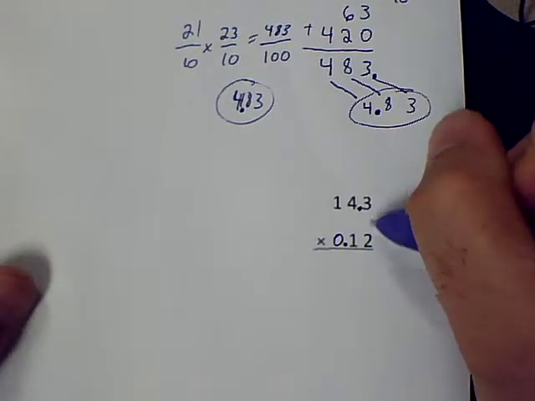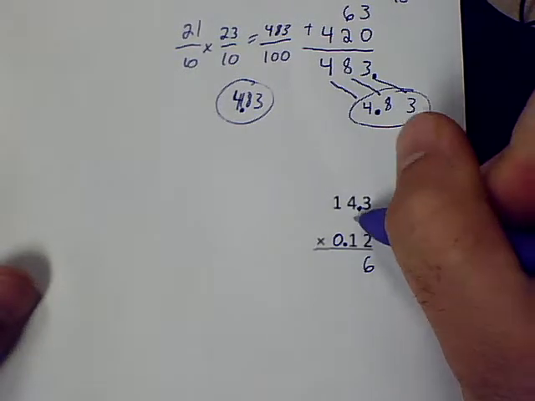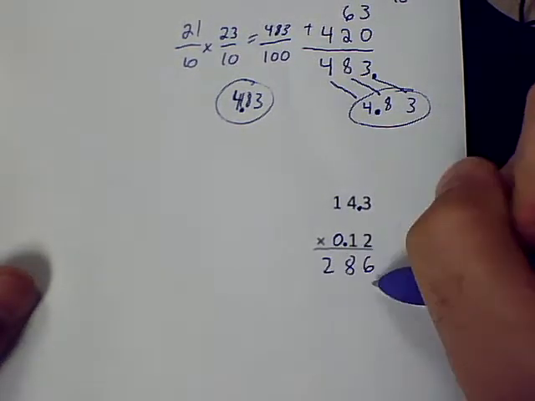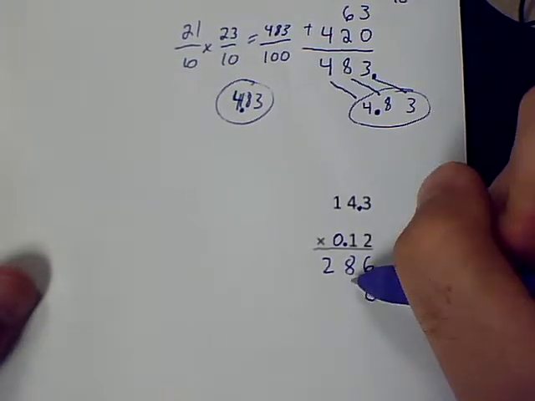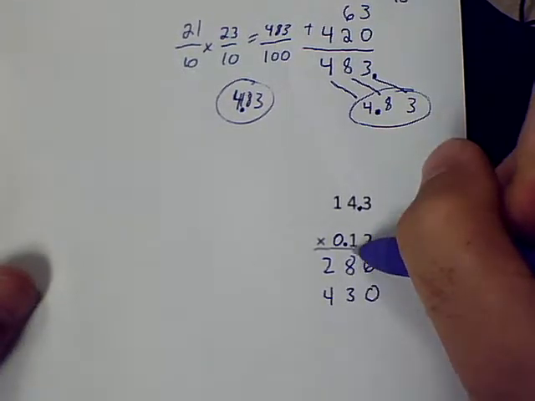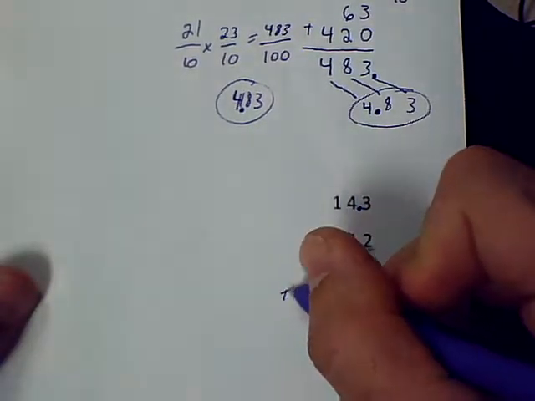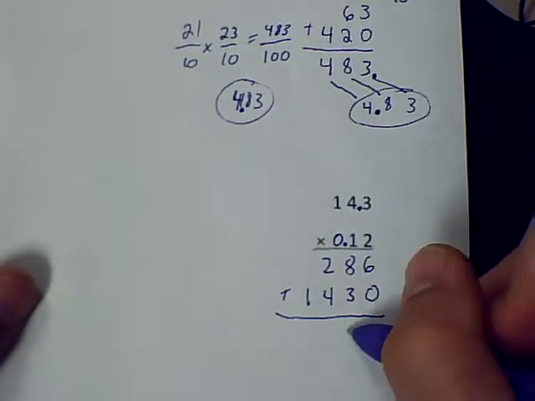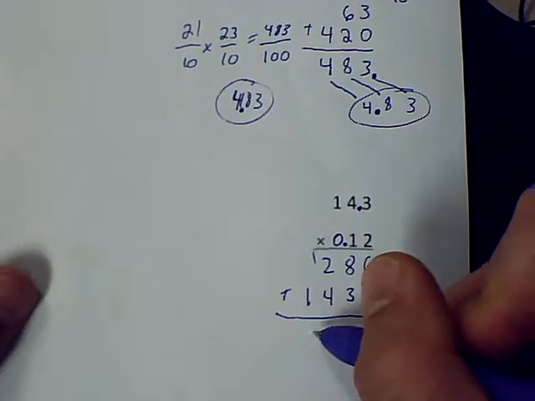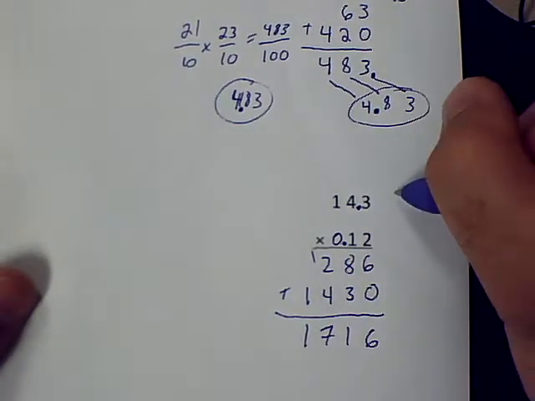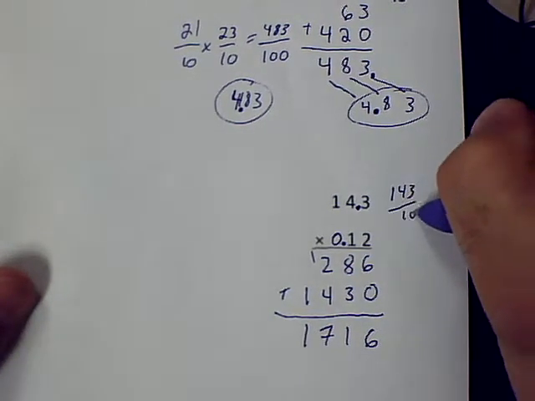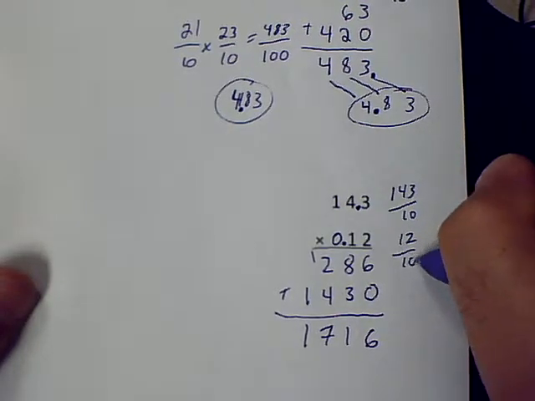I'll multiply normally. 2 times 3 is 6, 2 times 4 is 8, 2 times 1 is 2. 0 to hold the place. 1 times 3 is 3, 1 times 4, 1 times 1. I don't need to use this 0 because it has no value. Add normally. Now, this was 143 tenths. This was 12 hundredths.